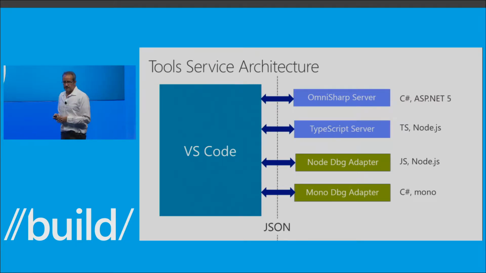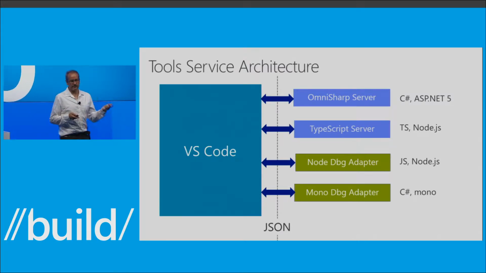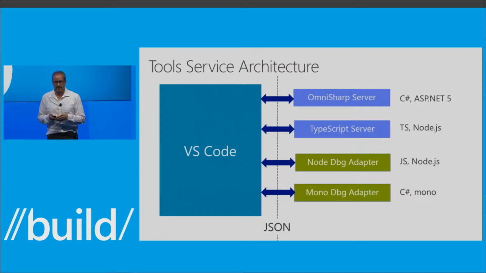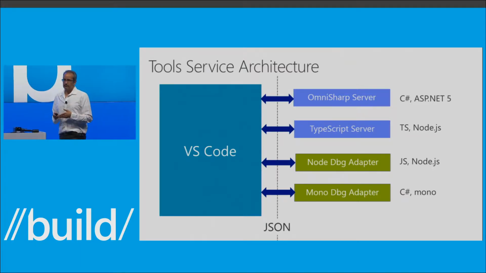The same with the TypeScript server, and interestingly, this gives us freedom of choice when it comes to technology. OmniSharp is implemented in C# with ASP.NET 5 as the runtime. The TypeScript service is implemented in TypeScript with Node.js as the runtime. We use the same infrastructure also for debugging, which is less about giving a brain for the tool.